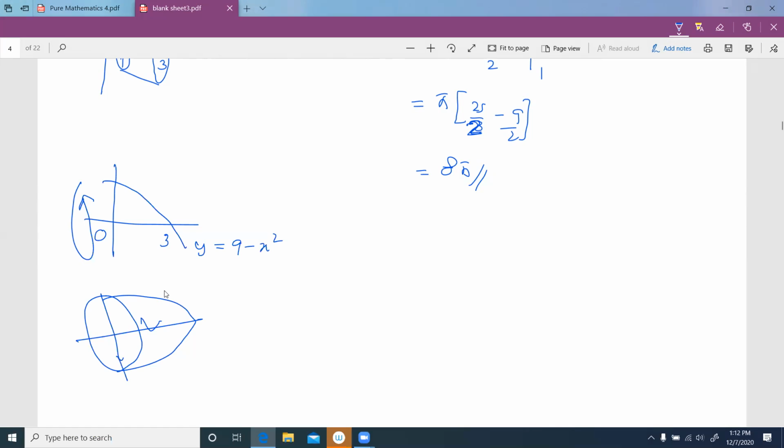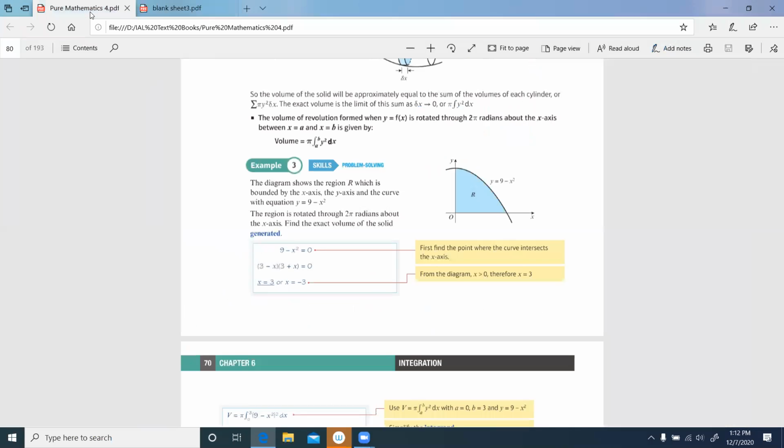So if you need to find the volume here, you can integrate from 0 to 3, pi times (9 minus x squared) to the power 2. The method is straightforward. You cannot put it into the previous formula. You have to expand it, because there is a square term inside. This will turn into 81 minus 18x squared plus x to the power 4, and after that you can obtain the final answer. I think you can manage that integration, so I'm not going to do that part.